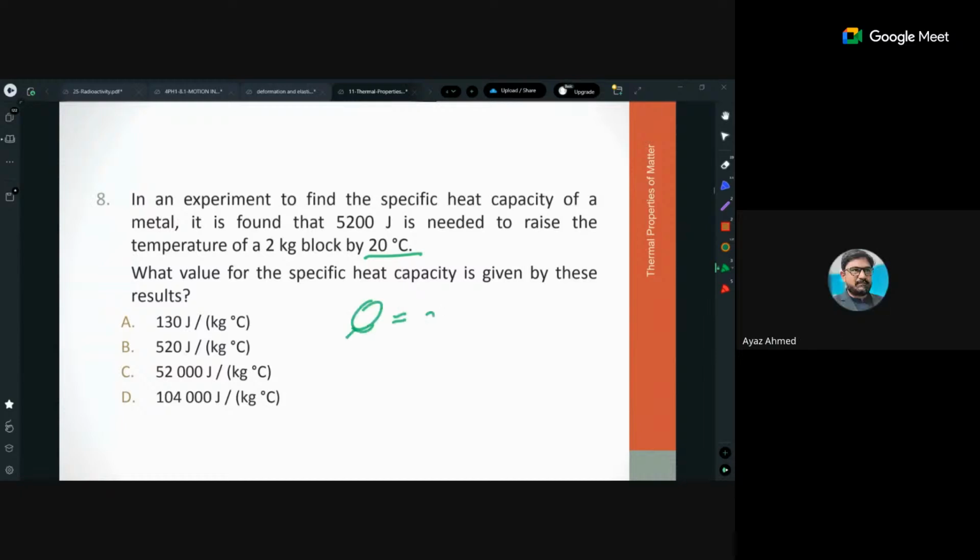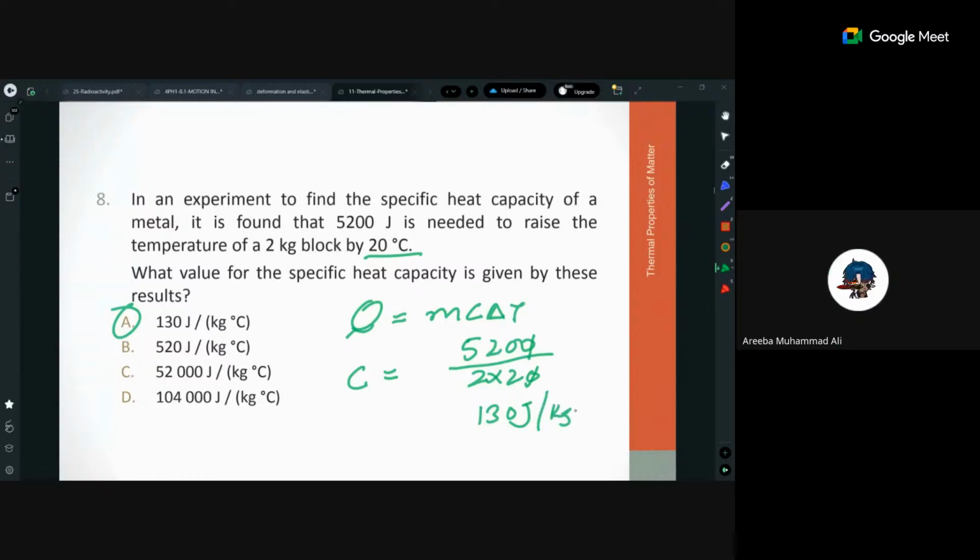Okay, Q is equal to MC delta T, and you are supposed to make C the subject. So Q is 5200, mass is 2 kg, and rise in temperature is this. So it would be how much? This is gone. So 130. Option A. Okay? Got it? Got it.